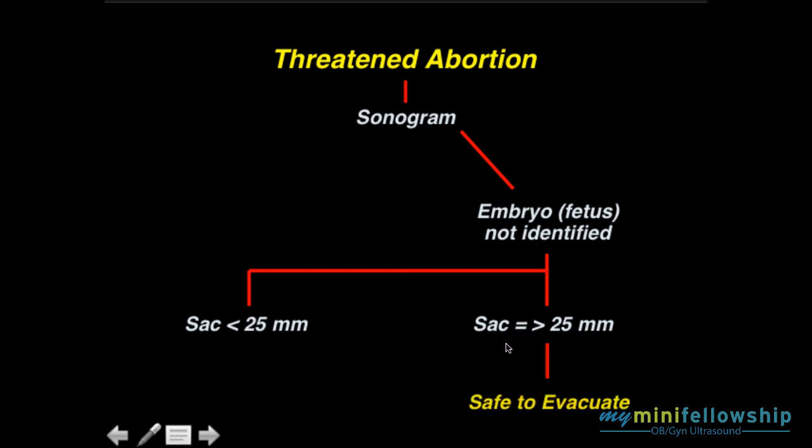So what the consensus conference panel has agreed is that if the sac is equal to or greater than 25 millimeters mean sac diameter, it is safe to evacuate. Again, I'm not saying that that is the correct choice for a woman to make, or even a rational choice. I think anytime a woman can feel that she can go through the psychological issue of allowing the pregnancy to evacuate spontaneously, she avoids the chance of having a new scar placed in her uterus by suction curettement.